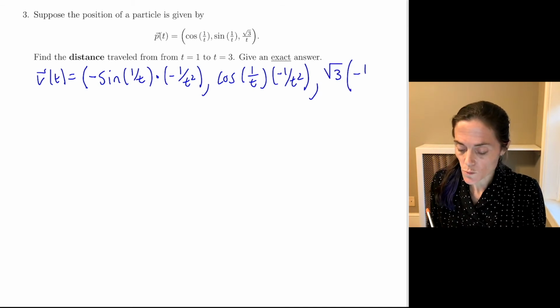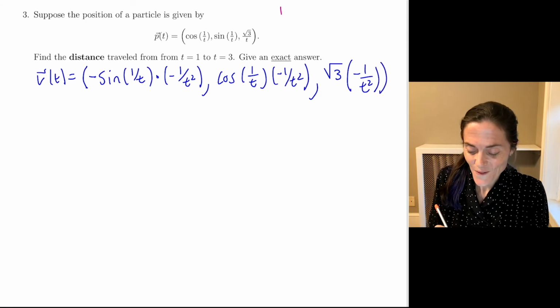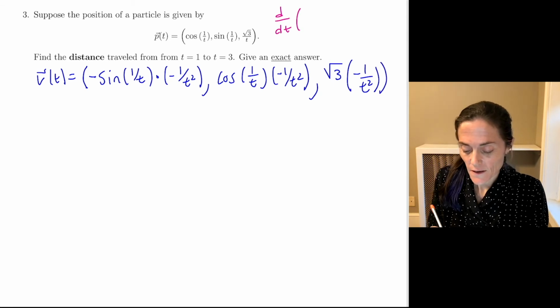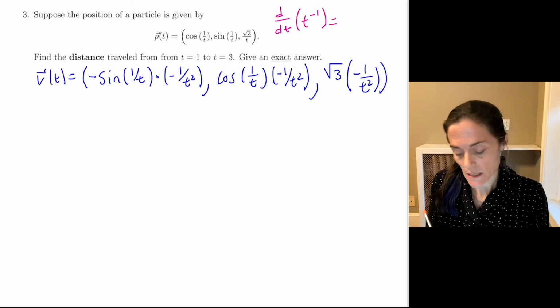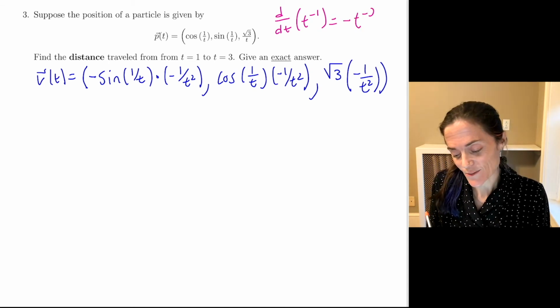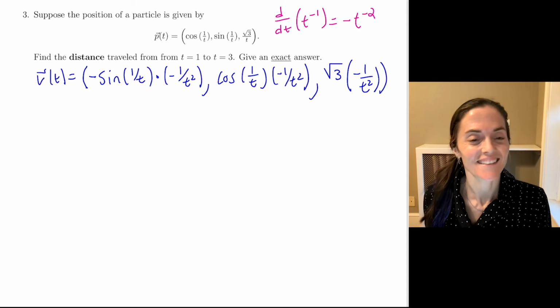And then we have minus 1 over t squared, where if you want to write it, the derivative of t to the minus 1, that's what I use 3 times. We have minus t to the minus 2, right? This is what I have used here.